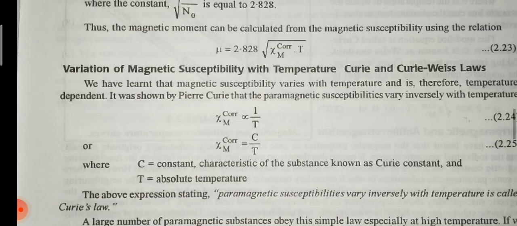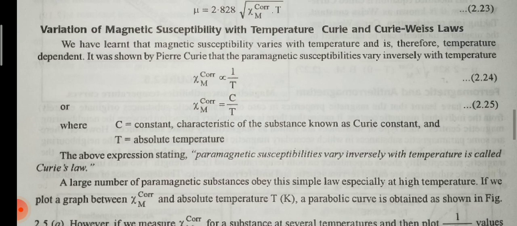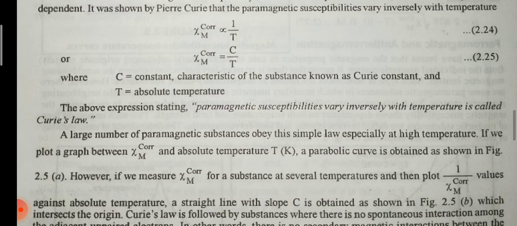Variation of magnetic susceptibility with temperature, Curie and Curie-Weiss law. We have learned that magnetic susceptibility varies with temperature and is therefore temperature dependent. It was shown by Pierre Curie that the paramagnetic susceptibility varies inversely with temperature. Xm is directly proportional to 1/T. Xm = C/T, where C is a constant characteristic of the substance known as the Curie constant and T is the absolute temperature.